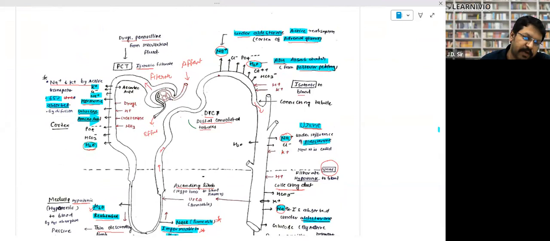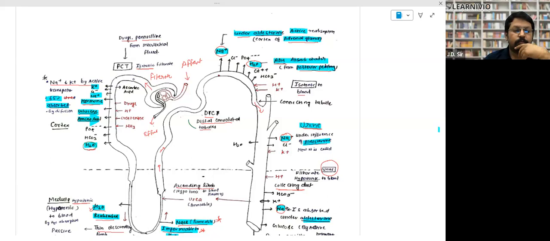Afferent is bringing in the blood. Efferent is taking the blood back. The filtrate then enters here. This is the filtrate. When the filtrate reaches the PCT, the proximal convoluted tubule, what happens? The filtrate has many important substances which would go to waste with the urine, and the body does not want these important substances to be wasted.